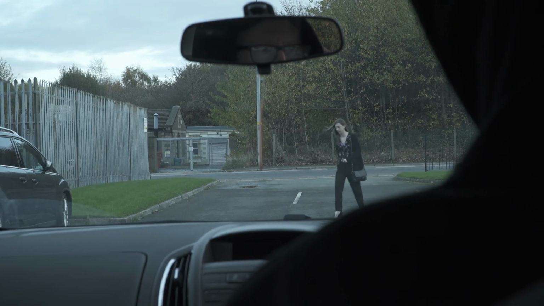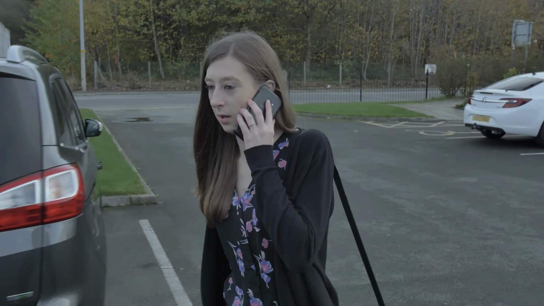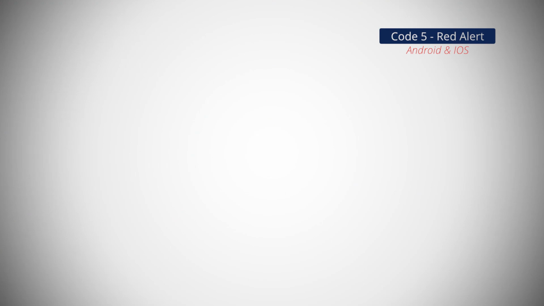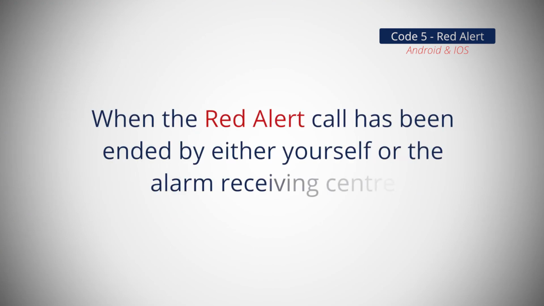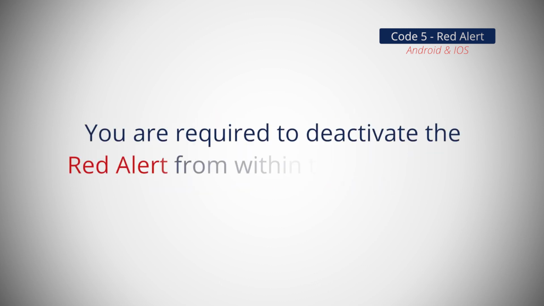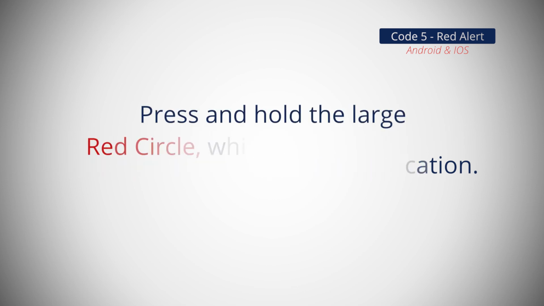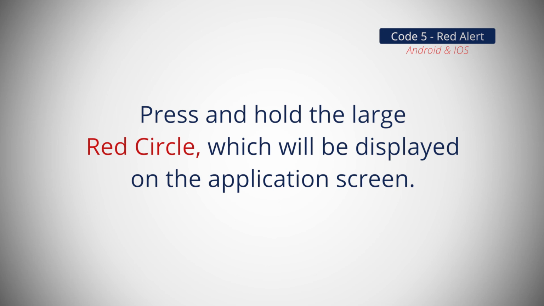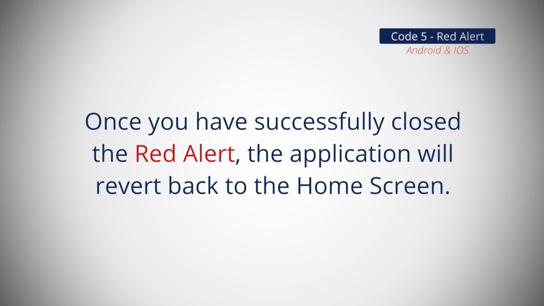Whenever it is safe to do so, please talk to the operator to assist in gathering the facts and what type of situation you're in. How to cancel a Red Alert. When the Red Alert call has been ended by either yourself or the Alarm Receiving Centre, then you are required to deactivate the Red Alert mode from within the application. To do this, simply press and hold the large red circle, which will be displayed on the application screen. Once you have successfully closed the Red Alert, the application will revert back to the home screen.